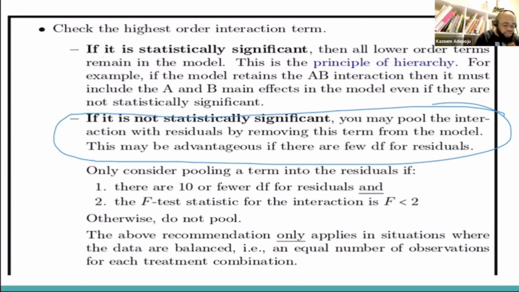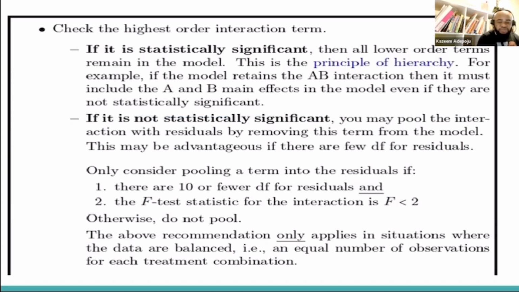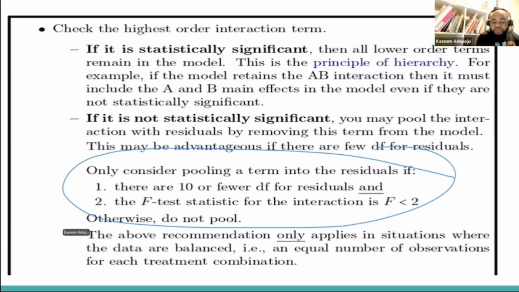But we have conditions under which that decision can be taken. So take a look at this. We said only consider pulling a term into residual. Because don't forget, whatever you are pulling into residual, you are telling the world the effect is not significant, because the assumption that you have on the residual is that the expected value of the error should be 0. So the condition under which we can do that is to consider whether you have 10 or fewer degrees of freedom for residual.